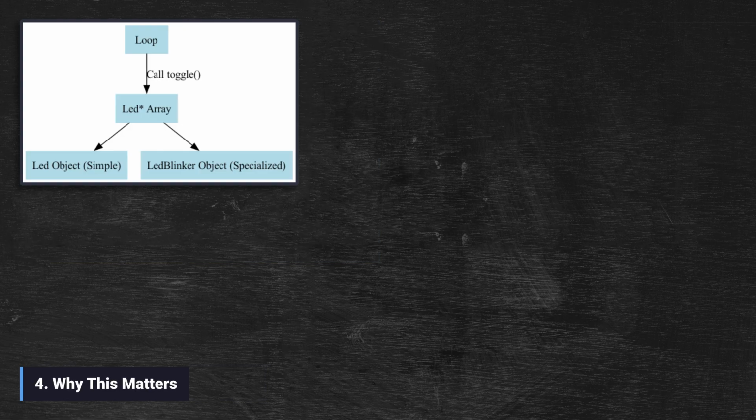This approach is extremely powerful. Imagine you have a system with 10 different types of outputs. With polymorphism, you can put them all in one list and update them with a single loop. Your main program doesn't need to know the details of each object, it just knows that they all know how to respond to the same commands.